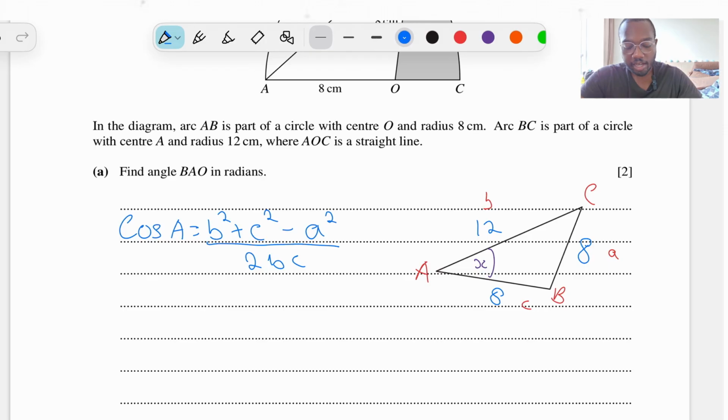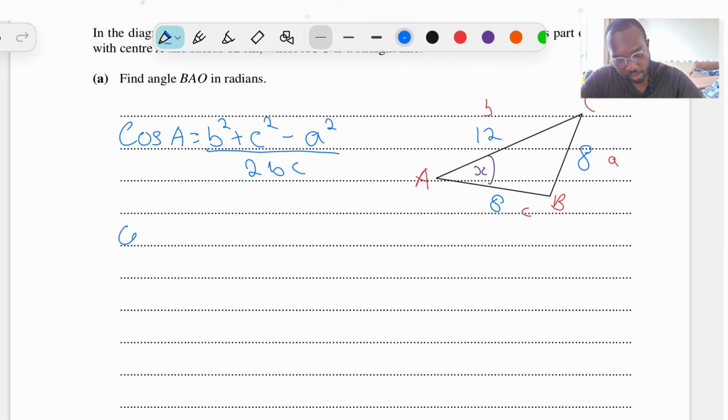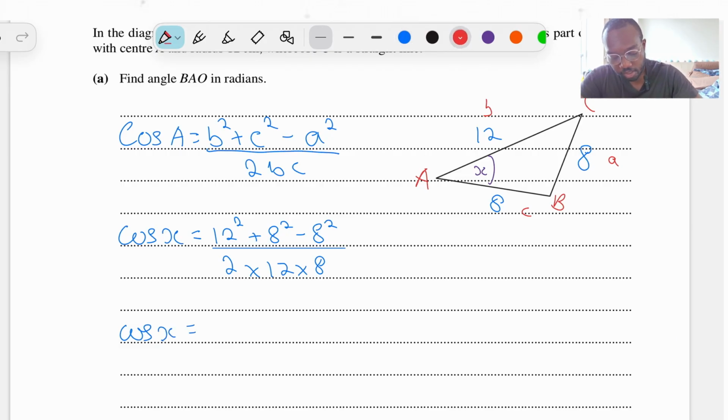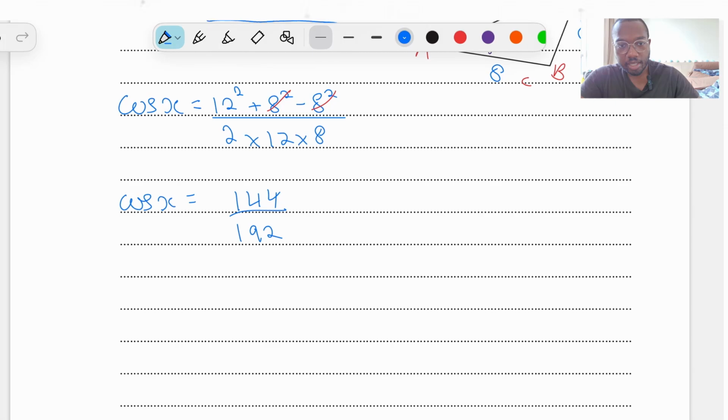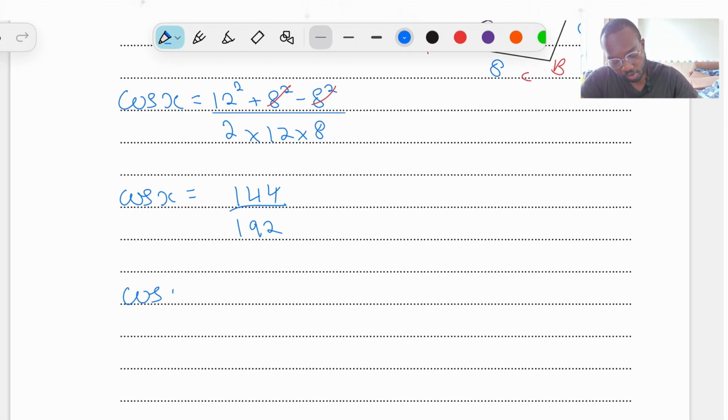Okay, so therefore we can now work that out, because in our case we'll have cos x, and that is equal to 12 squared plus 8 squared minus 8 squared, over 2 times 12 times 8. We're actually lucky here, because the 8 squared cancel out, so we're just left with 12 squared, which is 144, over 2 times 12 times 8, which is 192. And that simplifies down to 3 over 4, so cos x is equal to 3 over 4.